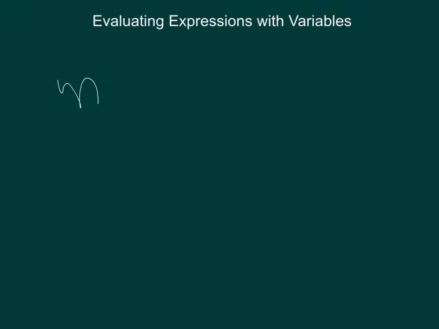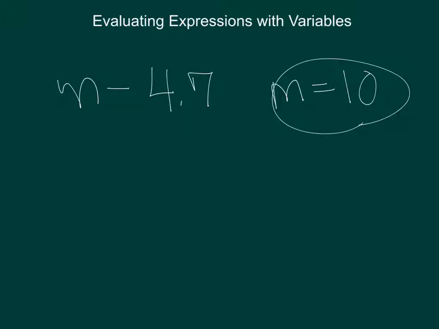m minus 4.7, where m is equal to 10, all you do is take this amount and replace m with 10. So here's my expression. I'll put 10 underneath m, recopy everything else exactly where it is, how it is, and now I just subtract like I normally would.